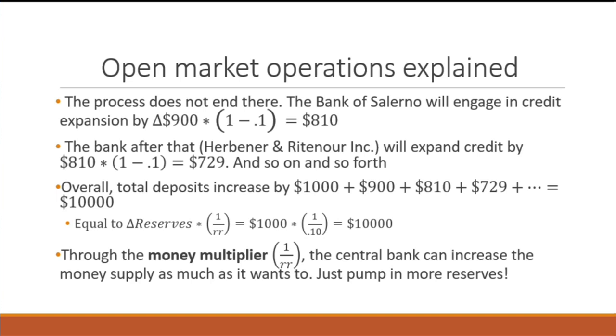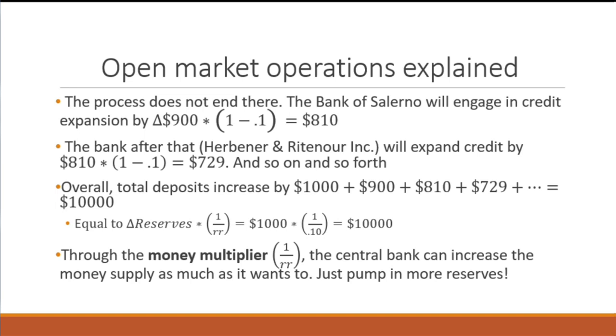Okay, the 1 divided by the reserve ratio, this is the money multiplier, right? This is how much the money supply will increase if reserves increase, say by a dollar. Well, the money multiplier with a 10% reserve ratio in the economy tells us that the money supply will go up by $10. If the reserve ratio was higher, say 20%, then the money multiplier would only be 5. If the reserve ratio was lower, say 5%, then the money multiplier would be 20.